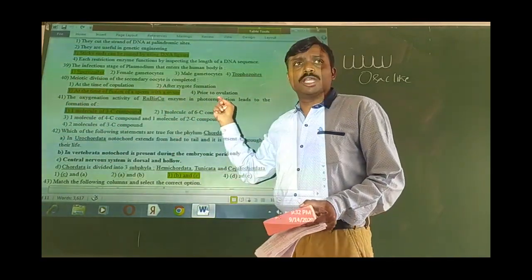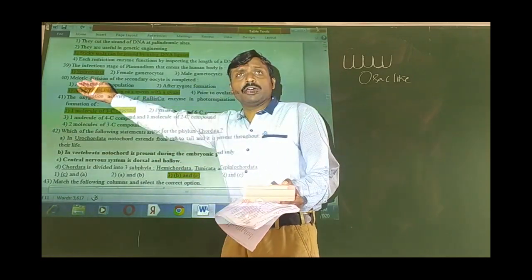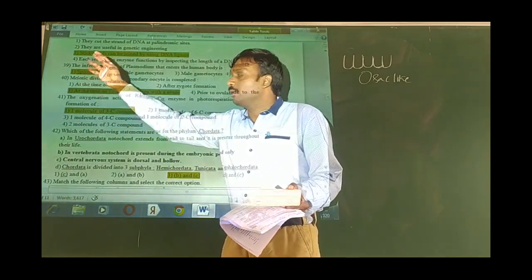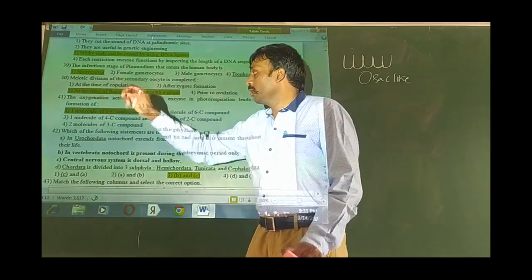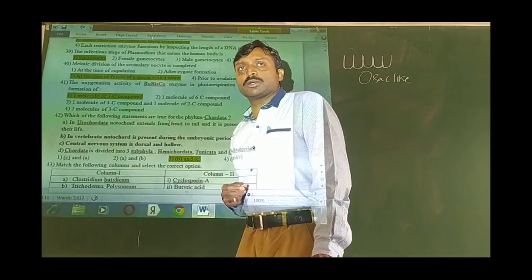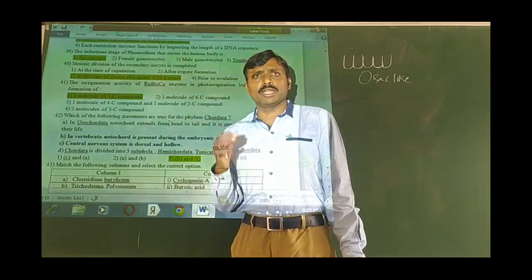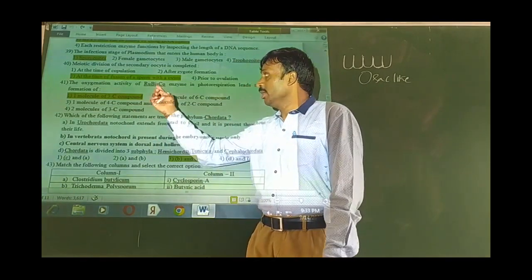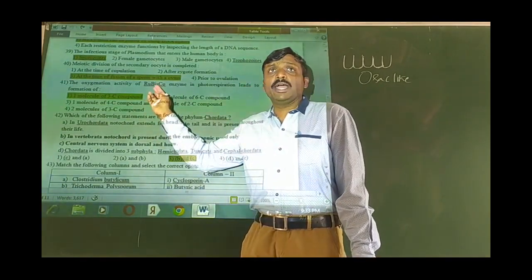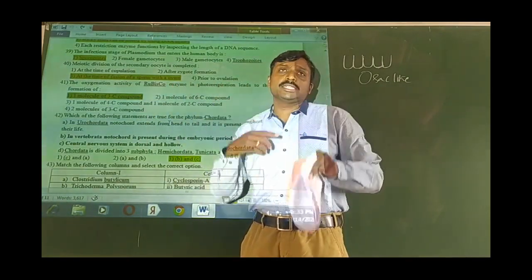Then prior to ovulation, before ovulation in itself, we will be going for meiotic division? No. Okay. So this is the correct option. Then moving on to the next one, the oxygenation activity of Rubisco, the most naturally abundant enzyme. It can accommodate carbon dioxide and it can also accommodate oxygen in its reaction centers.